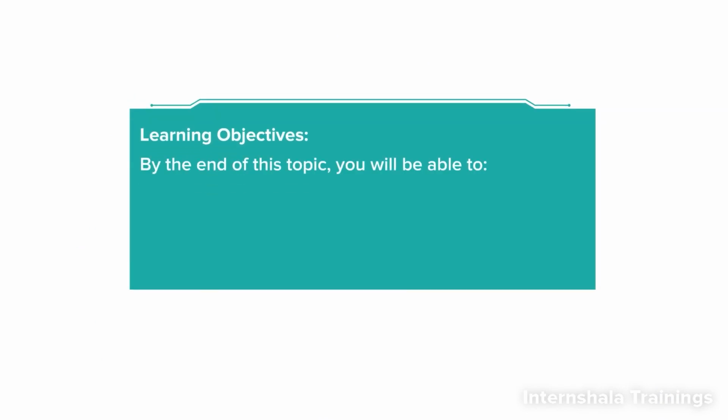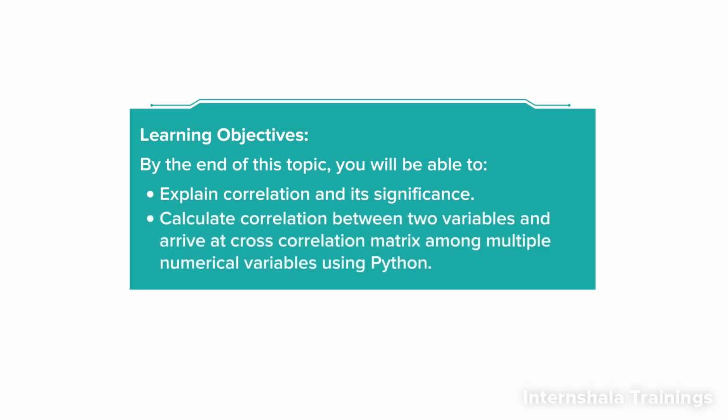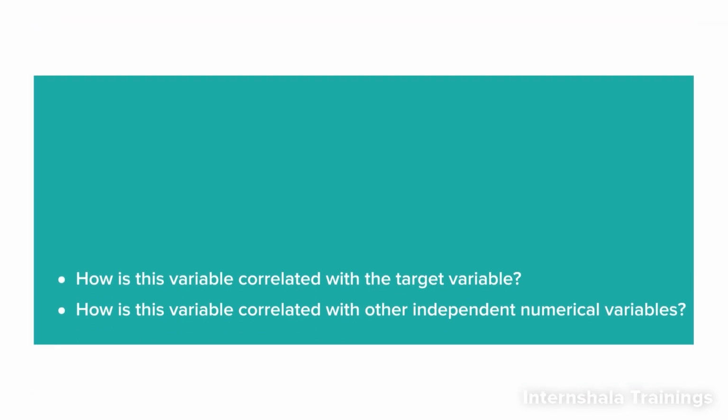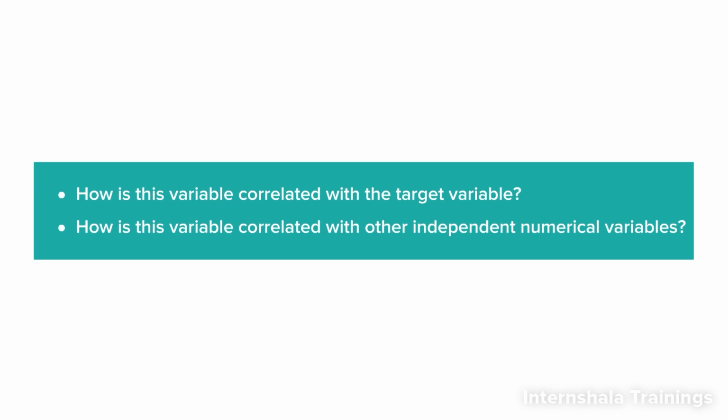By the end of this topic, you will be able to explain correlation and its significance, calculate correlation between two variables, and arrive at a cross-correlation matrix among multiple numerical variables using Python. Let's answer these two questions now. For that, we need to understand what correlation is.